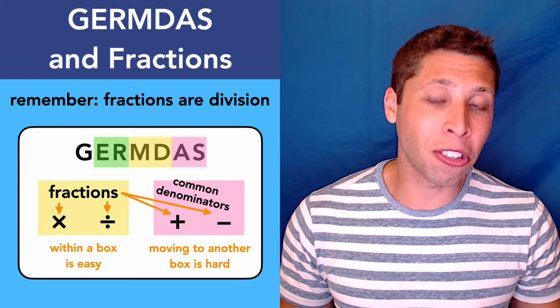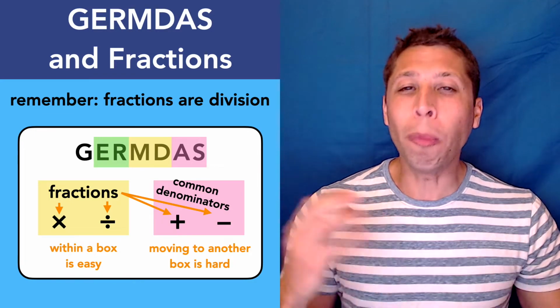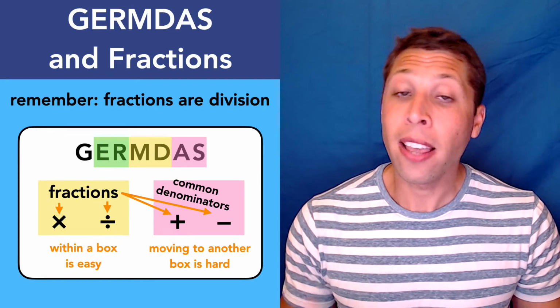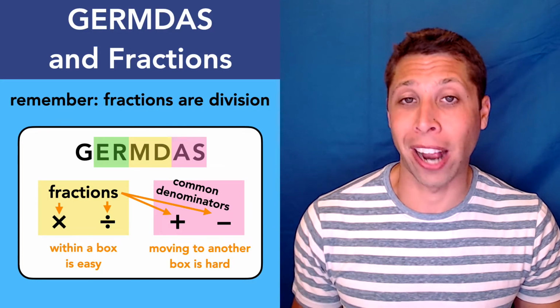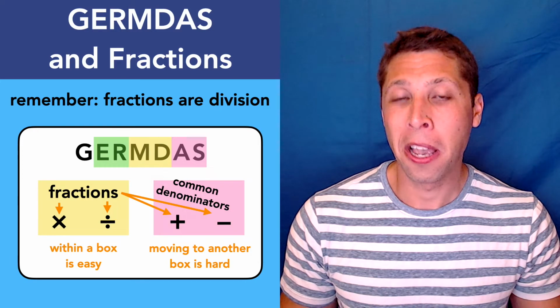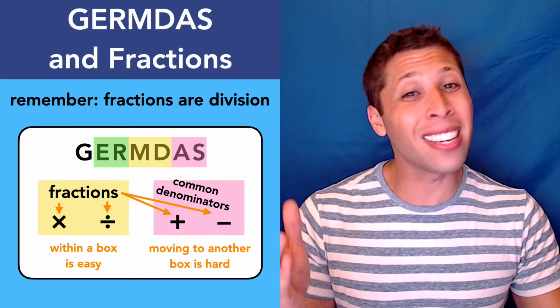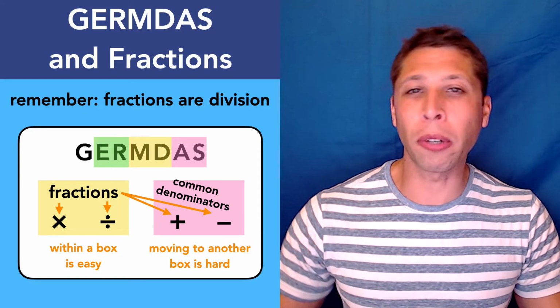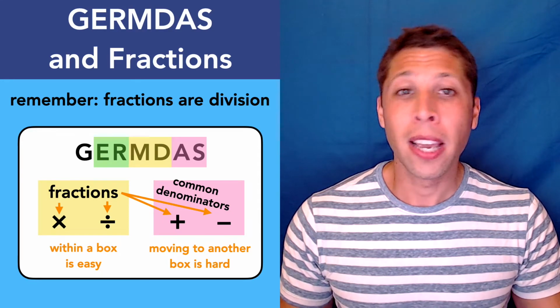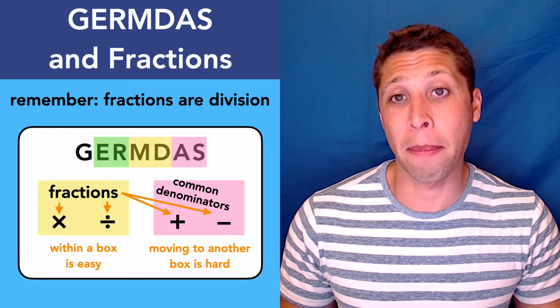Remember that fractions are basically just division, so anything within that division box will be easy for us to do with fractions. That's why multiplication is so easy with fractions. Multiplication pairs really well with division. But addition and subtraction are in their own box, and moving between boxes is doable, but it usually requires an extra step or two. In the case of adding and subtracting fractions, the extra step is the common denominators.